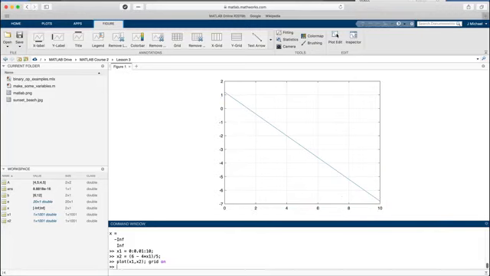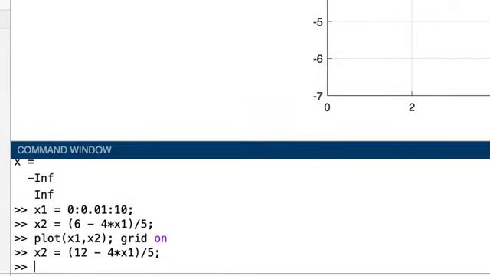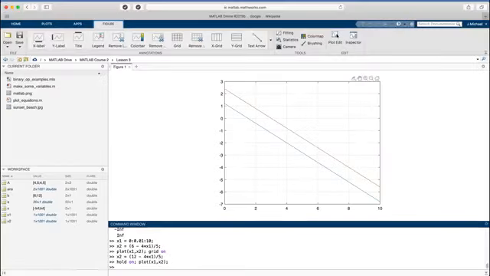Now let's look at the other equation. We'll use the same x1 values, but solve the second equation for x2 instead of the first one. And now let's plot x1 versus the new x2. The new line is the orange one, which is parallel to the blue one, but displaced upward by 6/5.